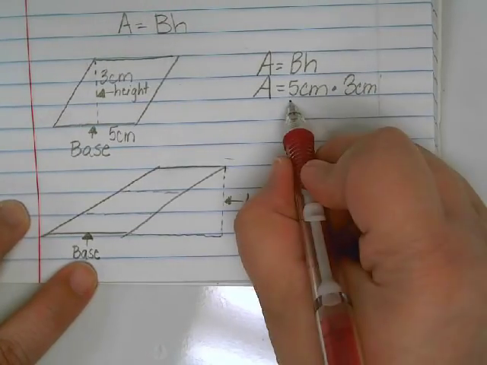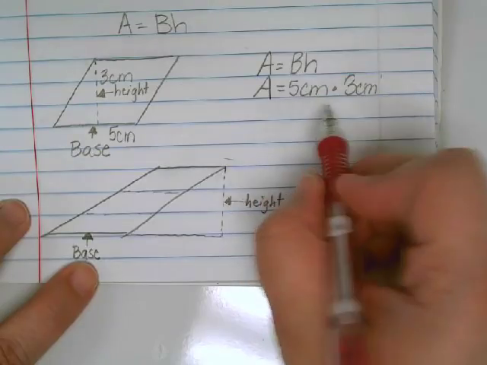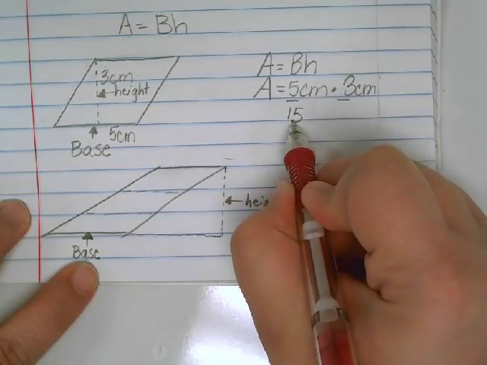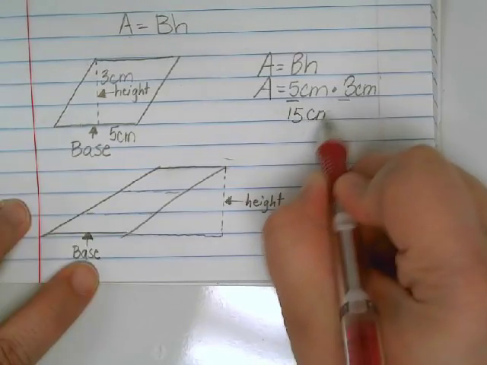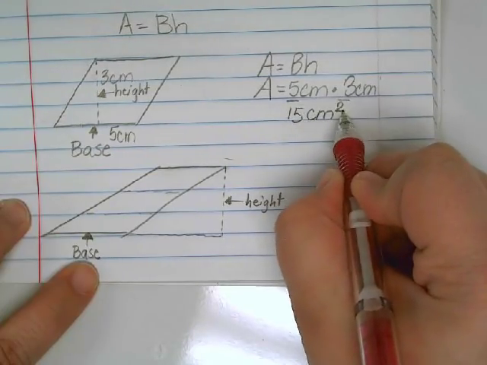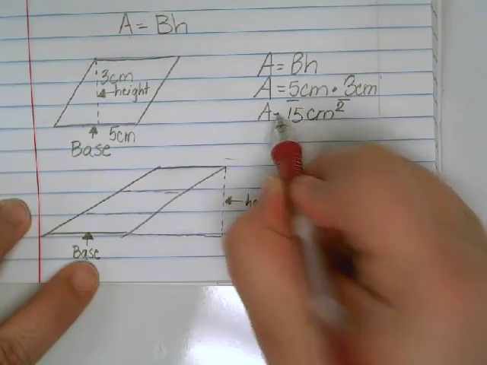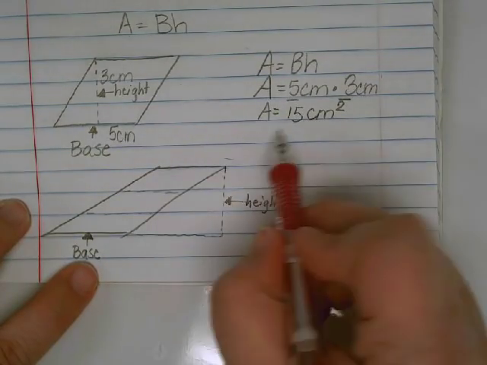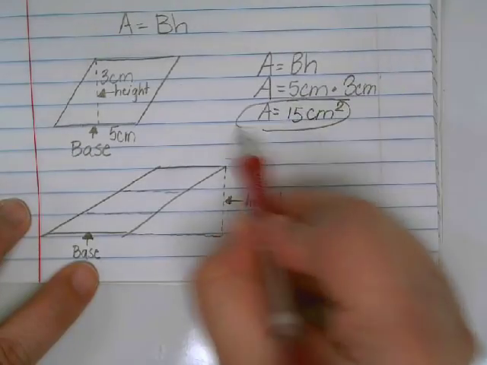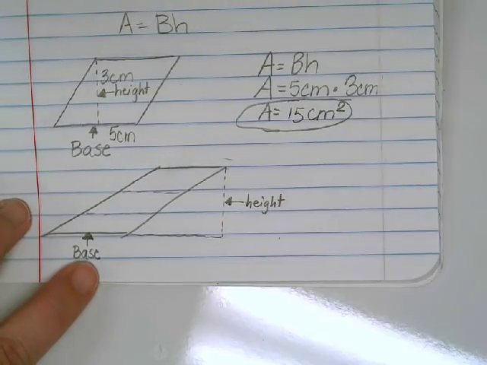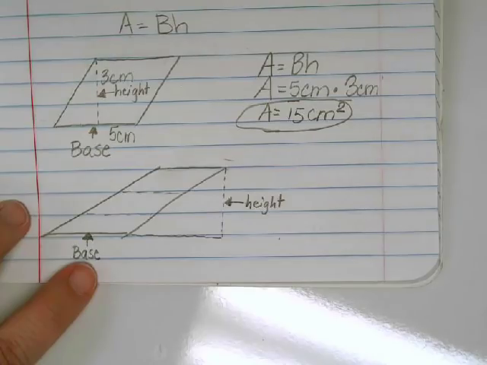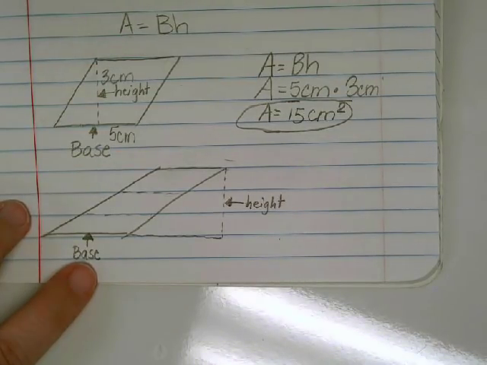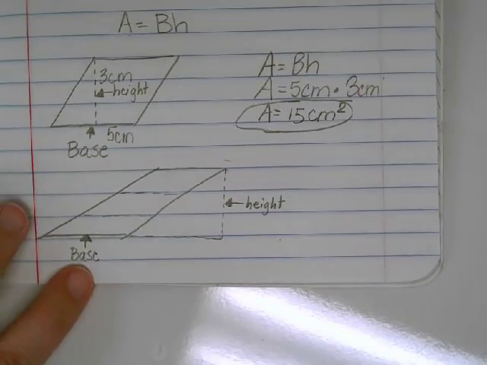I'm going to combine like terms by multiplying. So 5 times 3 is 15, and then centimeters times centimeters I know as centimeters squared. So the area is 15 centimeters squared. And we talked about in the last module how area will always have its units squared.